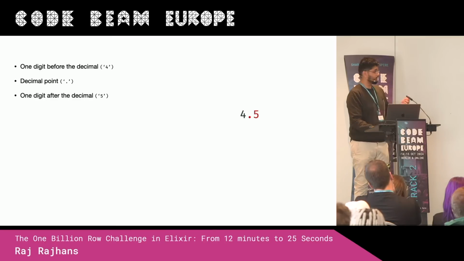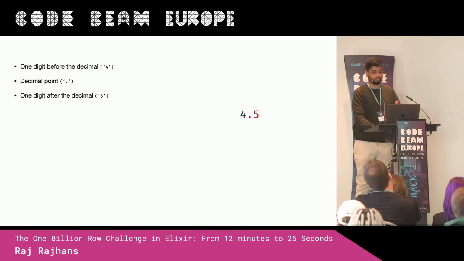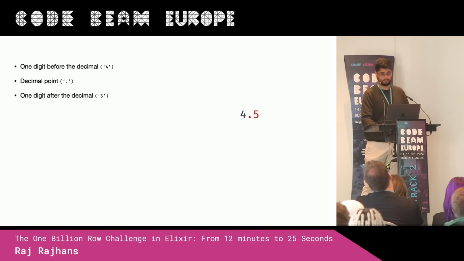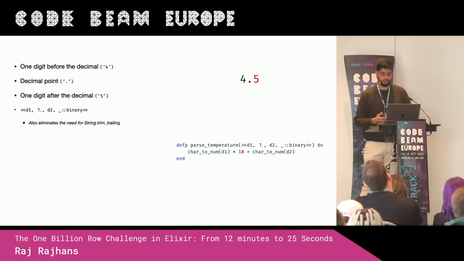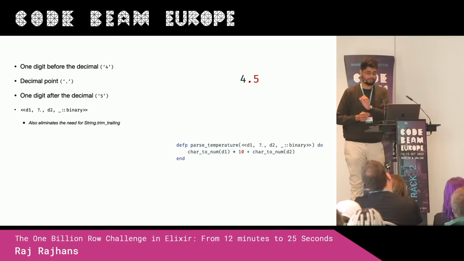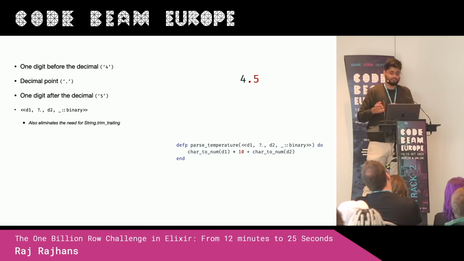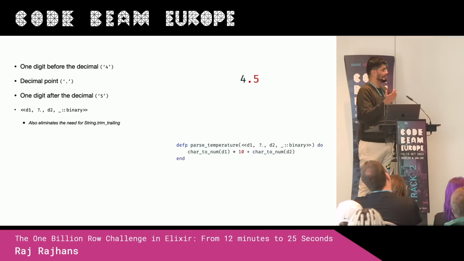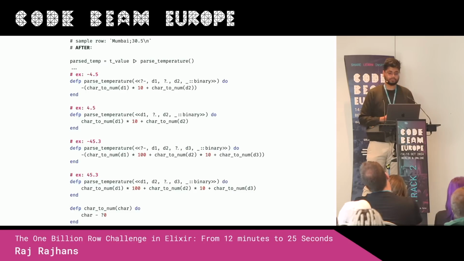Okay. And our temperature values are very consistently structured. There's a decimal point and there's a digit before and a digit after. Then we can use something like this, which is a pattern matching function head, to detect the first digit, then there's a decimal, and there's the second digit. And whatever is rest, we just ignore. Whatever is rest is slash n, and we just ignore that. So a good thing here is we don't even need trim trailing because we are just ignoring it in the function head. And after that, we use the char to num function to convert it to the integer value. So this was for 4.5.